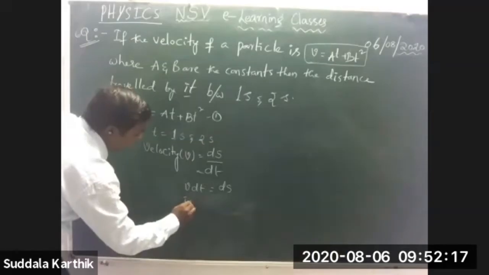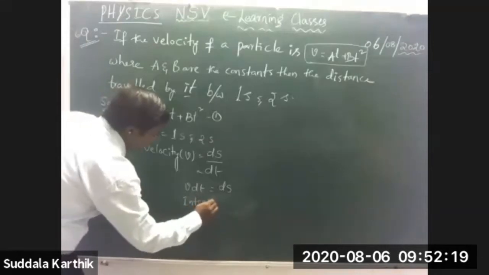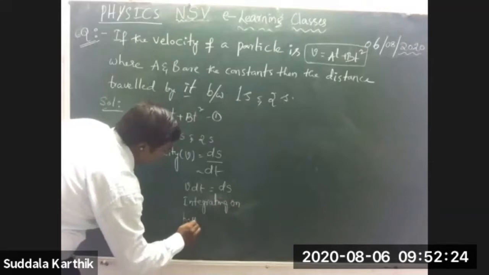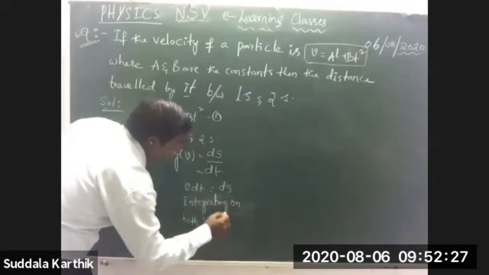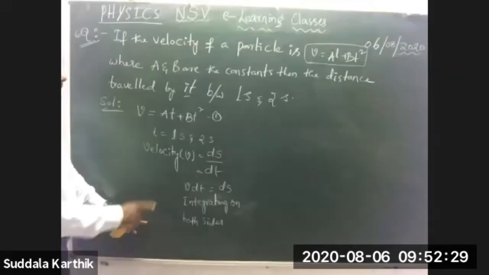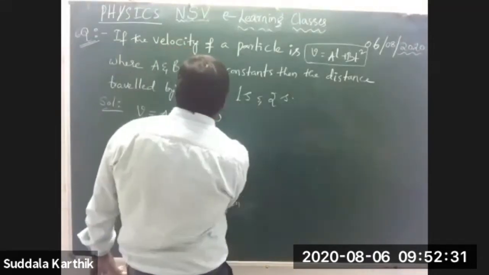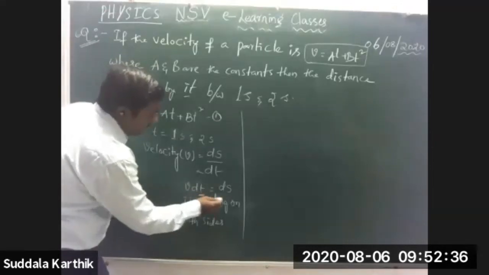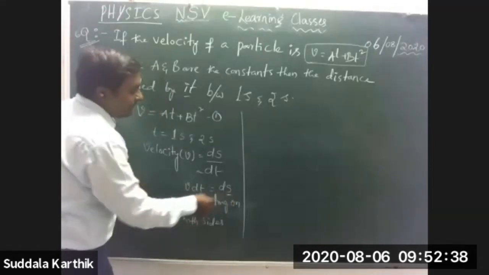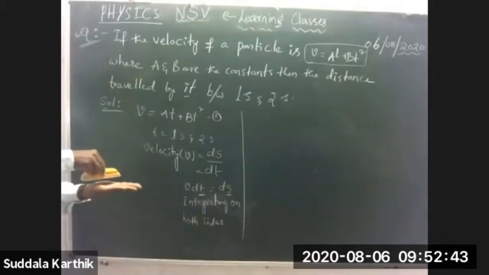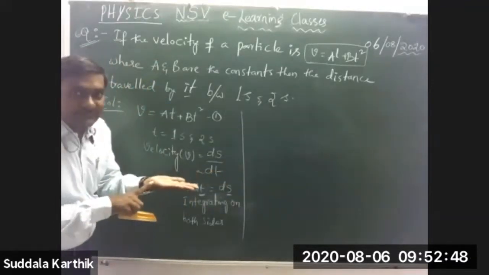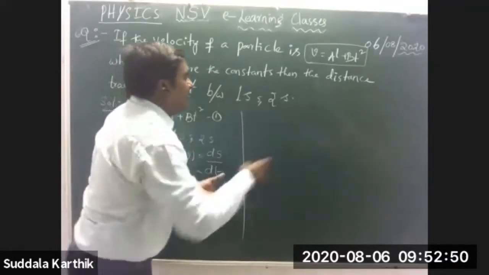I'm integrating on both sides. From where to where? What is given? 1 second to 2 seconds, so the limits are given. Here the variable is t, and here the variable is s. It is from 0 to s. Let it start from 0 distance, let us consider the origin, and from here to there it is traveling.